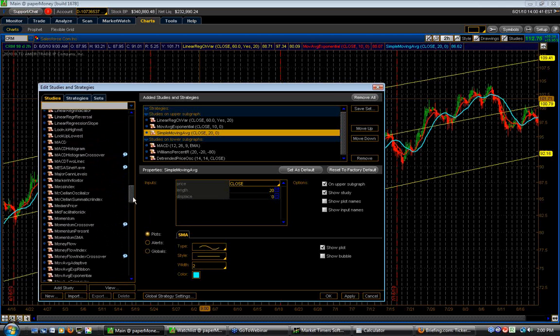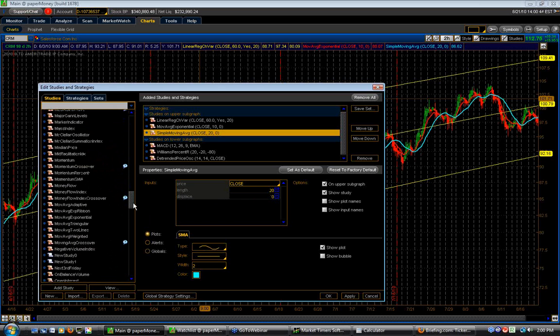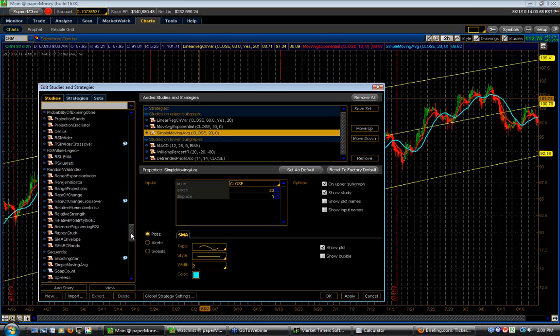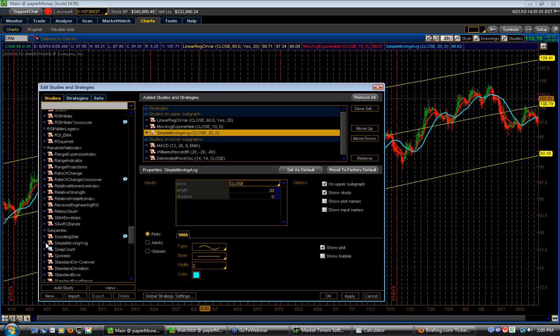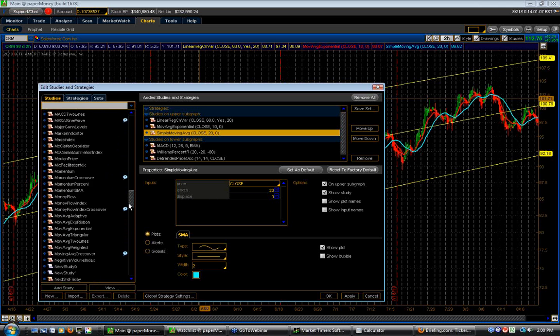The moving average is under the M's. It's the first, there's the moving average exponential right there. But the simple moving average is not under moving averages. It's under the S's. You scroll all the way down to the S's, and it's your first one right here. MACD, of course, is under the M's. Now, there's a lot of MACDs, guys. The one I use is MACD, not MACD histogram or MACD histogram crossover or MACD two-line. Just use the MACD, which gives you the histogram and the two lines. Very powerful tool.